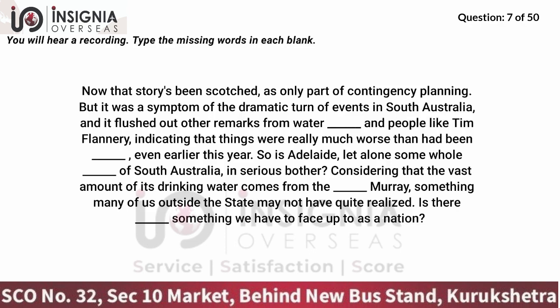Now, that story has been scotched as a part of contingency planning, but it was a symptom of the dramatic turn of events in South Australia, and it flushed out other remarks from water academics and people like Tim Flannery, indicating that things were really much worse than had been foreshadowed even earlier this year.